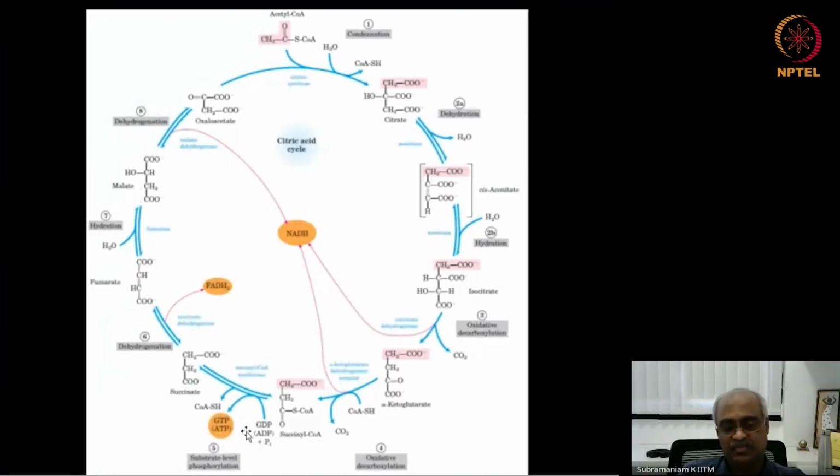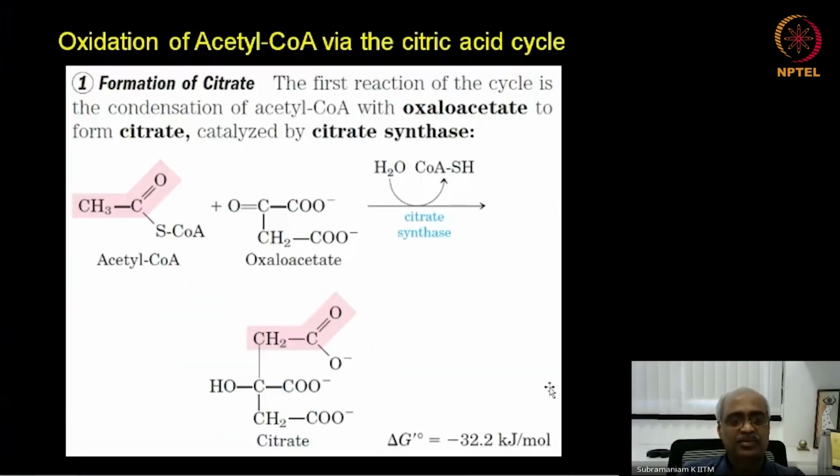So substrate level phosphorylation is another important concept that we have learned already in glycolysis. Okay. So this gives you a quick overview, and the enzyme names are also there. So before the exam, you can quickly look at this slide instead of going through all the individual slides of this TCA cycle.